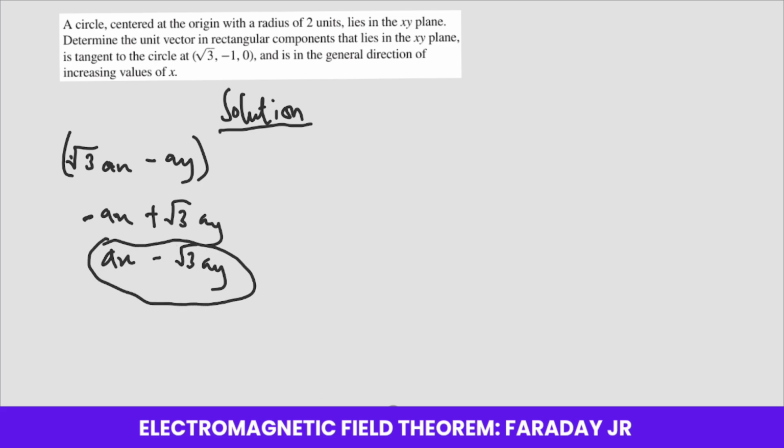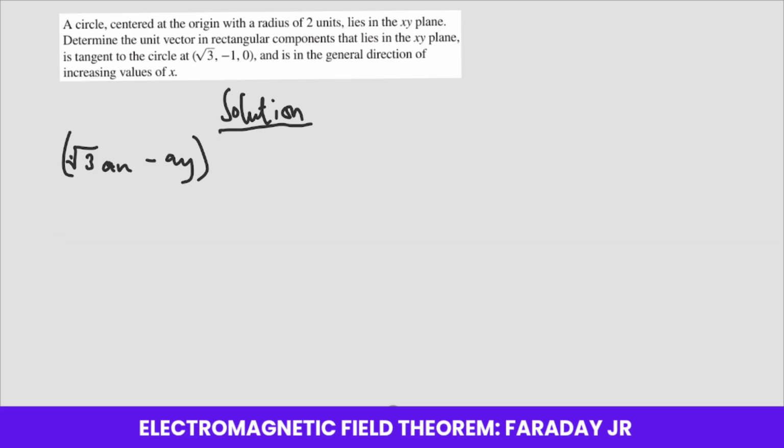Okay. So we are going to take our ax plus our root 3 ay. Here it became plus because there's a negation here, hence we'll get a negative. That will give us the plus root 3 ay. So that is what we are going to do.